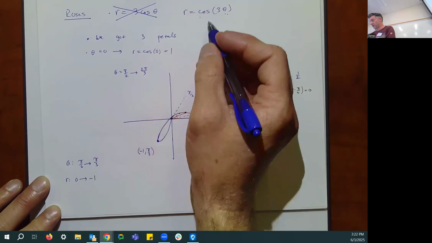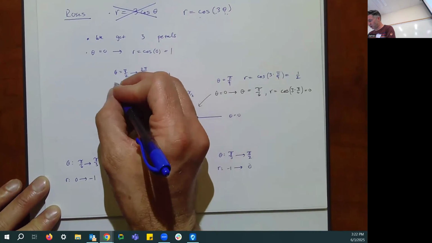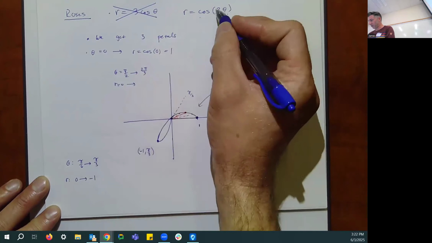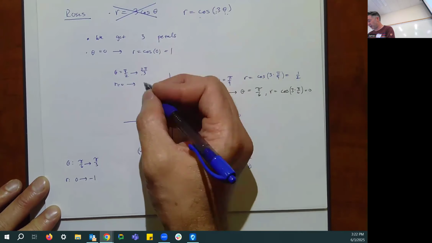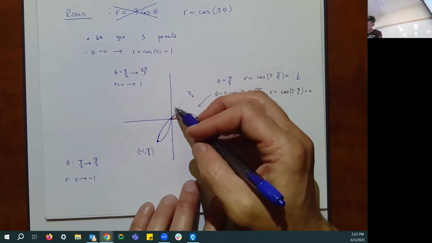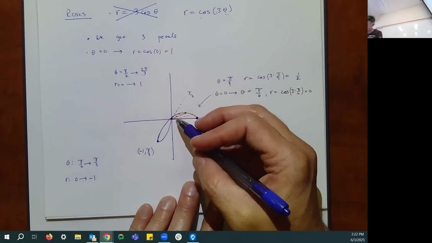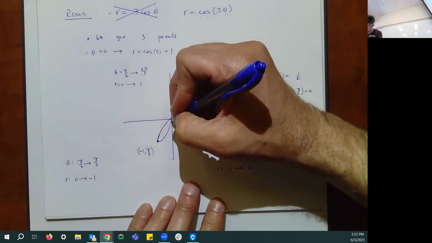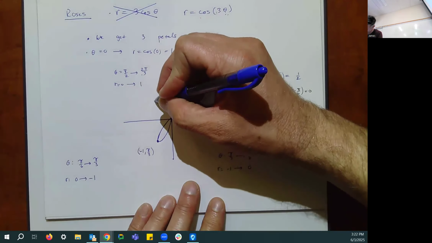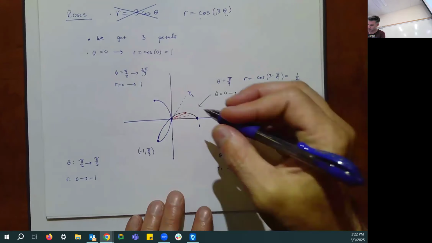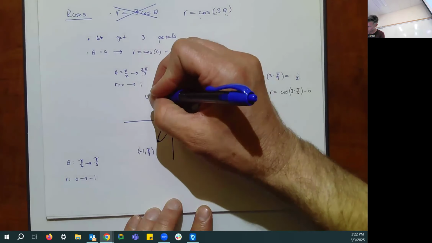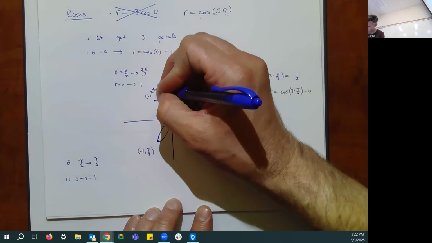Well, again, cosine of 3 times pi over 2 is 0. Cosine of 3 times 2 pi over 3 is cosine of 2 pi, which is +1. So in the 2 pi over 3 direction, we get a +1 value. So here's an R of 1, an angle of 2 pi over 3.